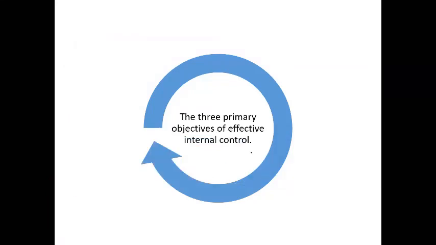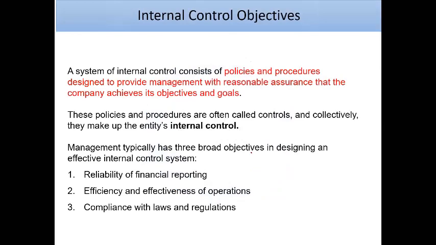We said then those objectives are around safeguarding the assets and keeping the operation as efficient and effective as much as we can. Actually, in that chapter, we are going to get closer to the internal control. So the first thing that we are going to discuss today is the three primary objectives of the effective internal control.